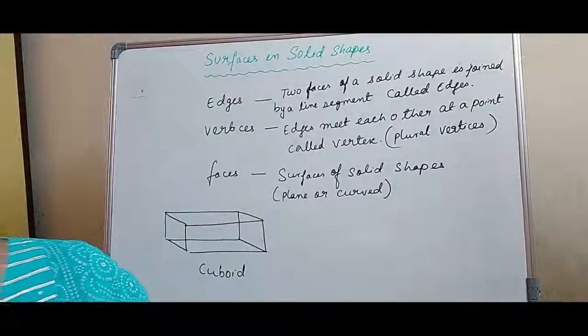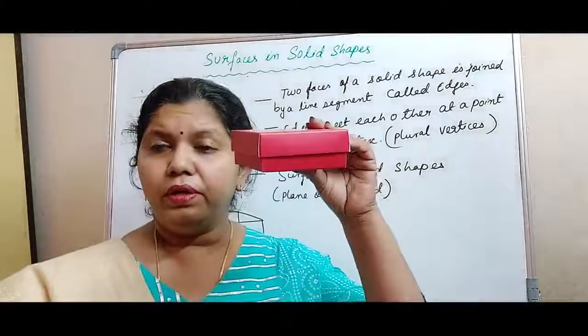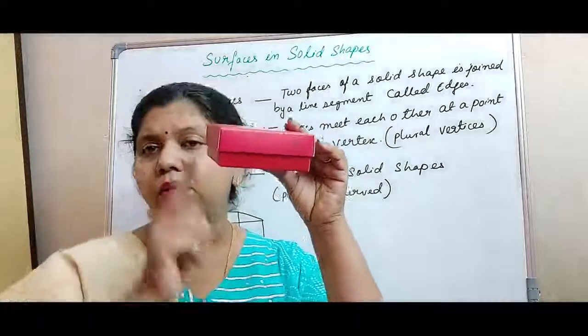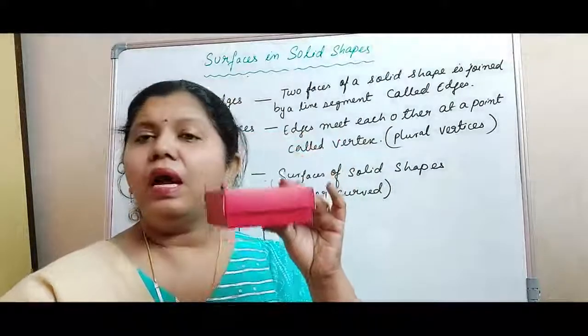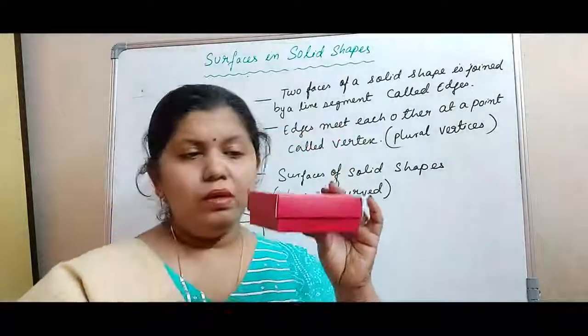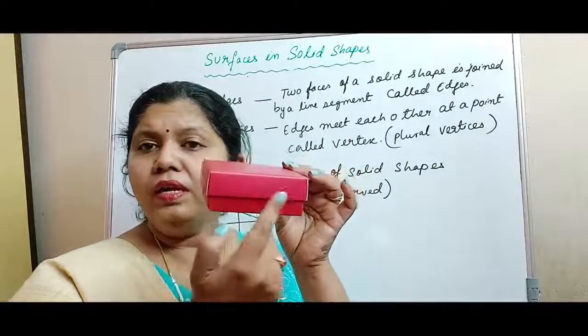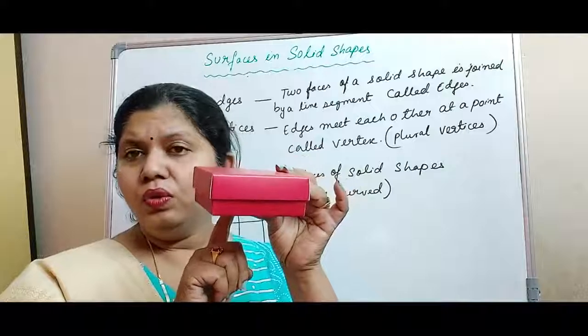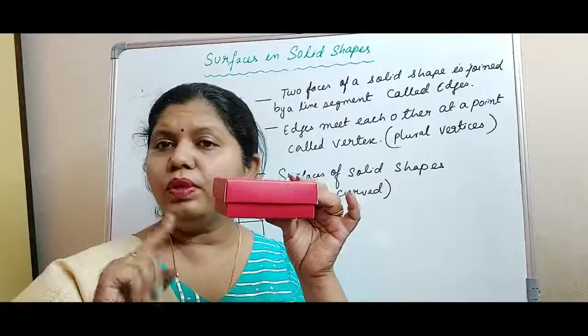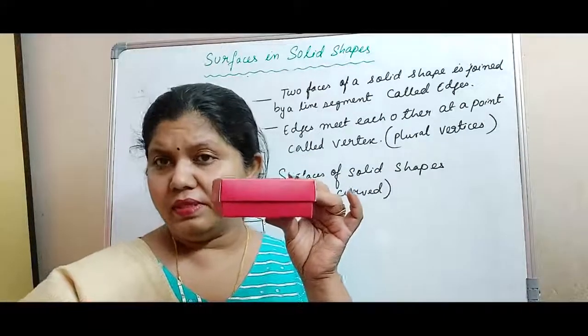Let me take this figure. This is also a cuboid. The top, bottom. How many faces? Two faces. Side to front and back 2. So total 2 plus 2 plus 2, that is 6 faces.